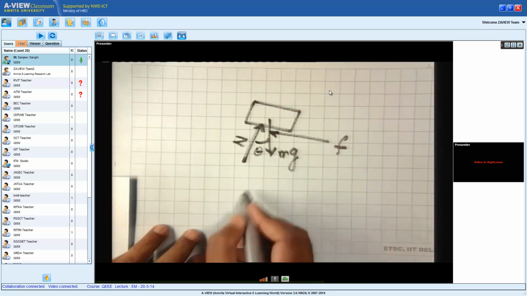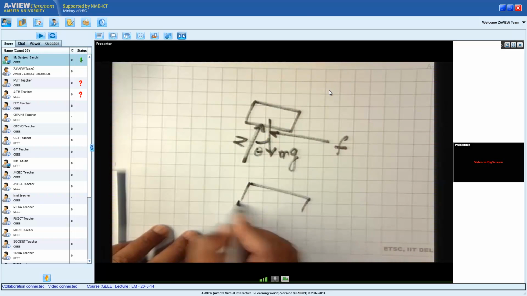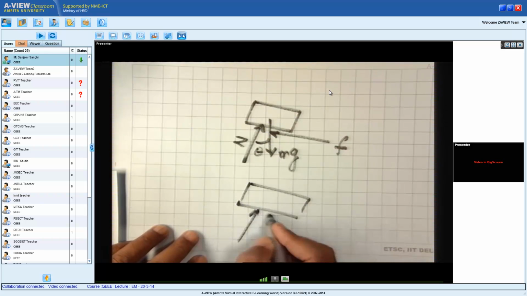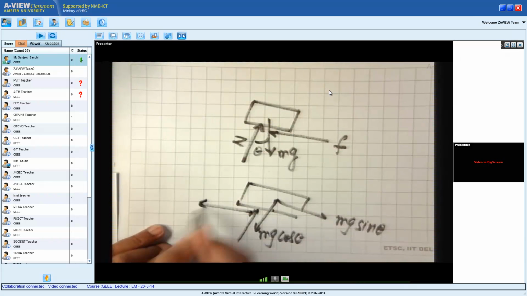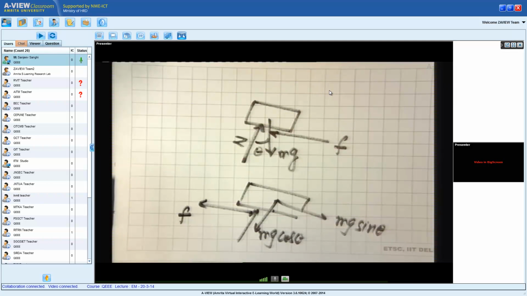Some people like to work like this. You show N here, you show mg cos theta, this is mg sin theta, and we have friction. So this is the free body diagram.